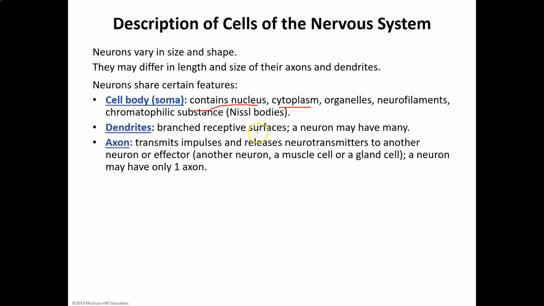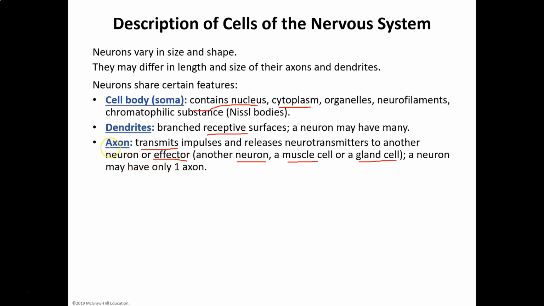Dendrites are branched receptive surfaces. A neuron may have many, many dendrites. A dendrite receives information. It's the receiver of whatever information is going to come into that nerve cell. And then an axon distributes that information. It transmits. So a dendrite receives information. An axon transmits an impulse and then releases a neurotransmitter to another neuron or effector. Whenever we say effector, it has an effect. It can be another neuron, it can be a muscle cell, it can be a gland. Okay?